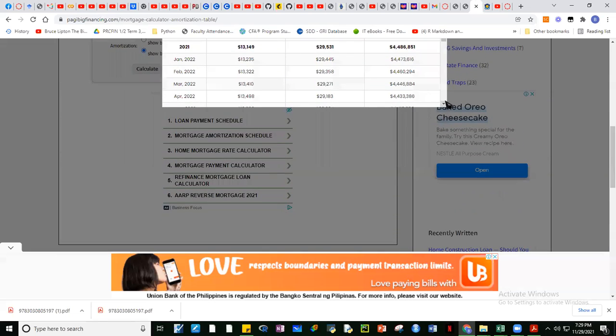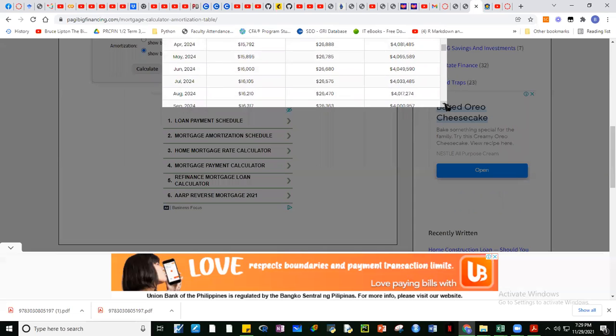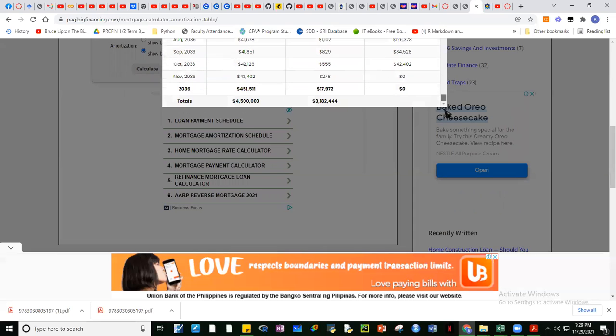Sa dulo, guys, take a look at this. Magkano yung total na principal na binayaran? 4.5 million, which is correct, kasi ito yung principal natin. Magkano yung total interest expense? 3.18 million. So for this 15-year loan, bali ang total is around 7 point something million.